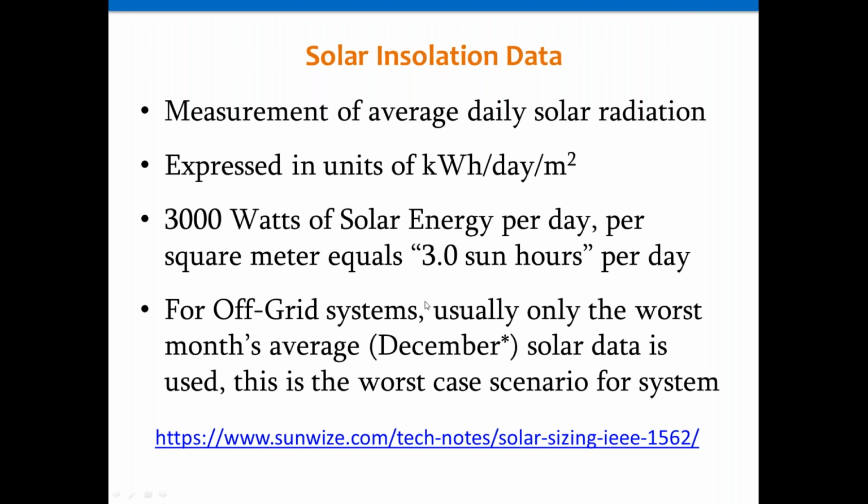When we're doing off-grid system design, we're usually only concerned with the worst month's average solar resource, which for us in North America is usually December. And the reason for this, if you're curious, you can refer to another one of our tech notes on solar sizing. The IEEE 1562 standard dictates for off-grid system design that the worst month solar average resource is used.